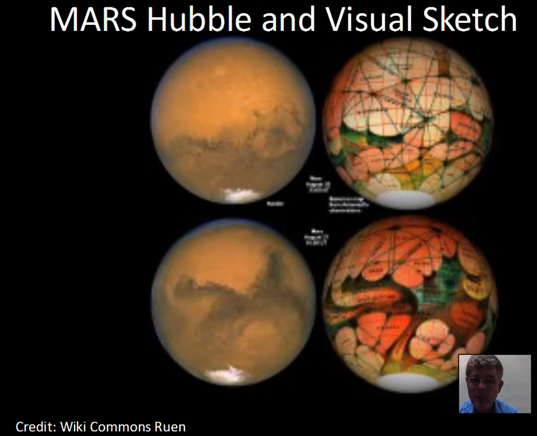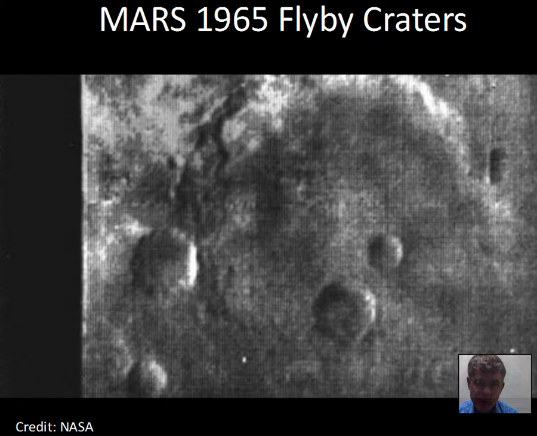But in 1965, a spacecraft flew by Mars and gave the first good view of the surface of Mars, and it was quite a disappointment to a lot of people.